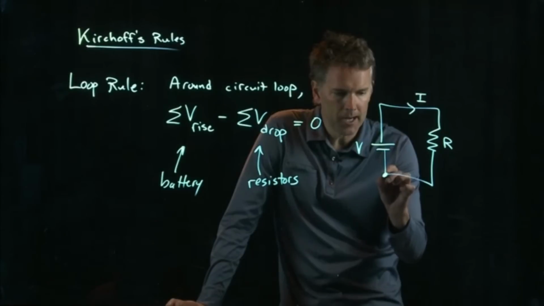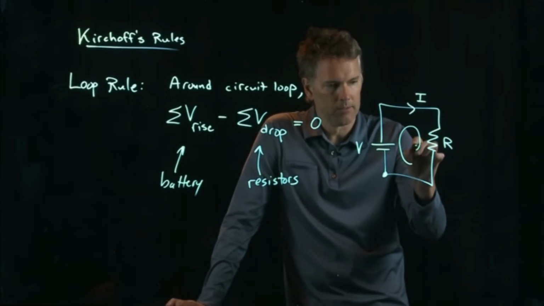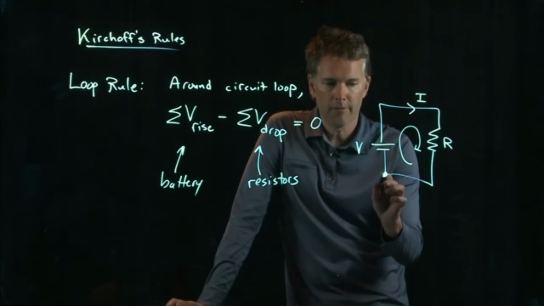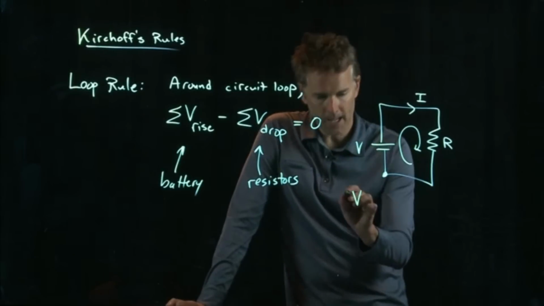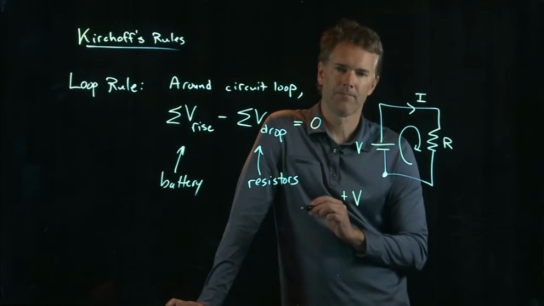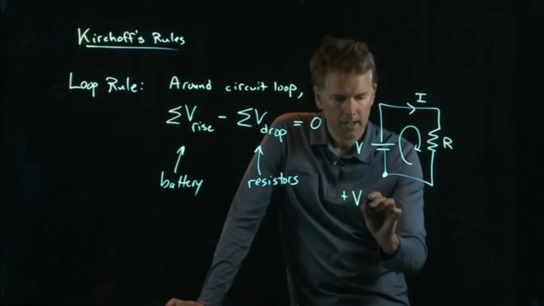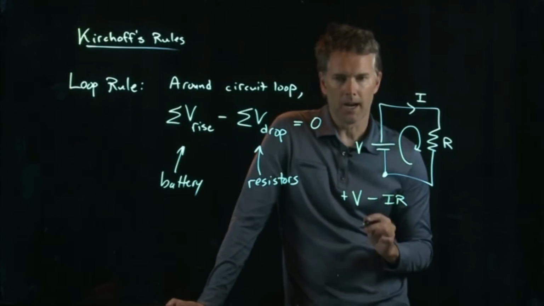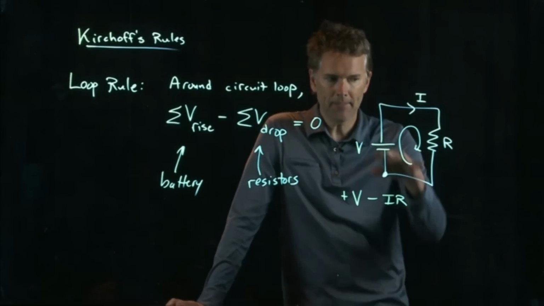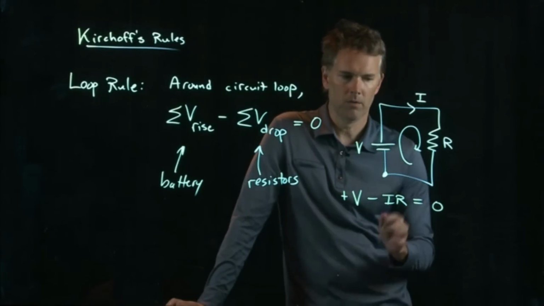So let's start right here. And let's go around the circuit like this. The very first thing I do is I go through a battery. And so I rise. I get plus V. The next thing is I go through a resistor. And so that is a drop of IR. And that's it for this simple circuit. And so I get back to 0 where I started from.